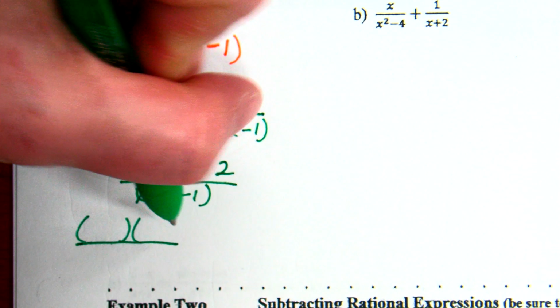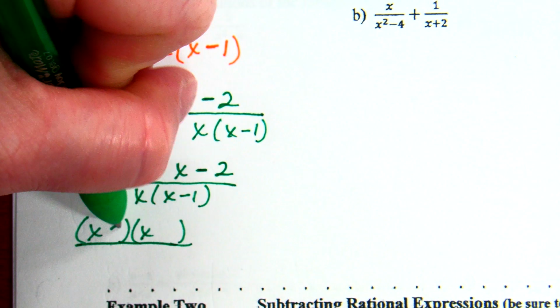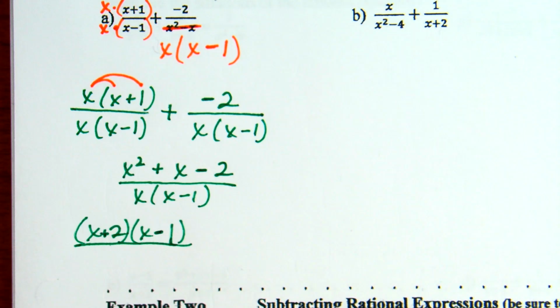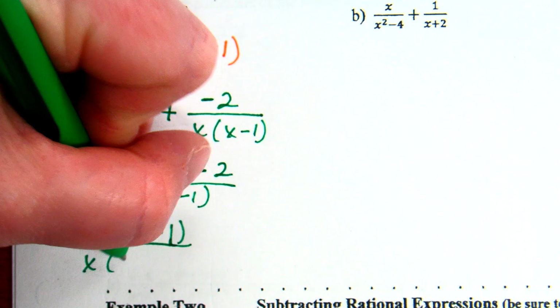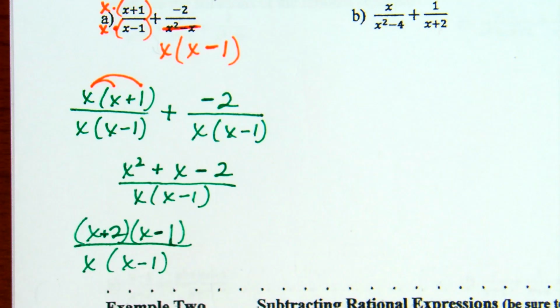X squared, x and x. We said 2 and 1, a plus 2 and a minus 1. Denominator carries along. X minus 1.